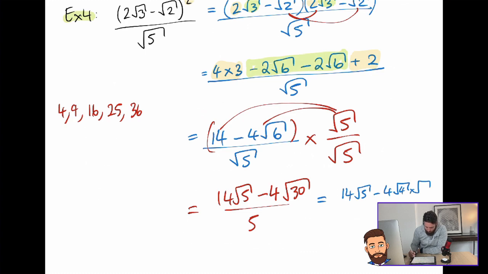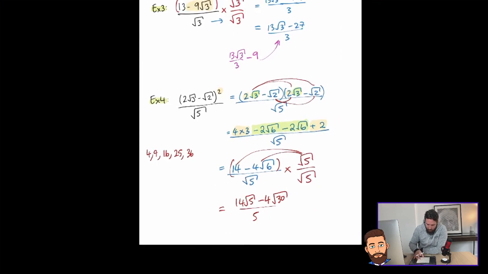4 does not go, what am I talking about? 4 does not go into 30. Christ, lost my head. We cannot, it doesn't. No square numbers go into 30. Don't know what I'm on about. So that is our final answer. Okay? Our final answer is 14 root 5 minus 4 root 30 over 5.